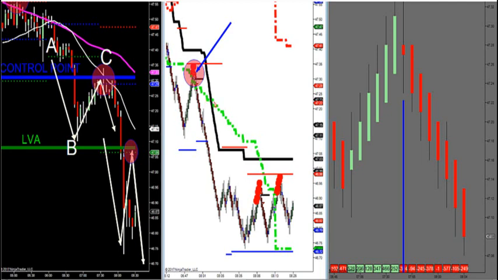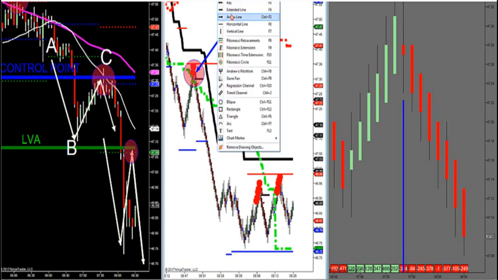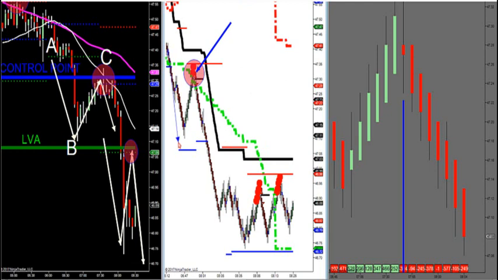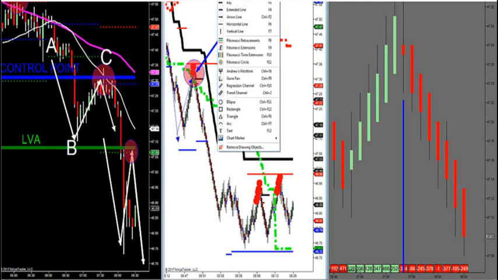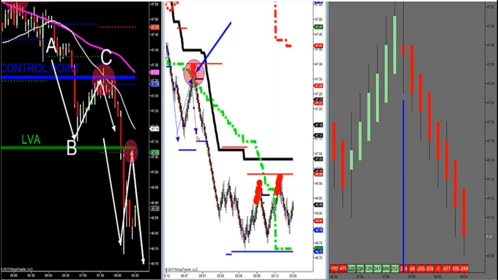Now check this out. Look at my C pattern over here on the black chart. It matched up with my Fibonacci retracement level that you're allowed to trade by itself when it broke through LVA and retested LVA. You have two different strategies coming together at the same price point in time. That's called confluence. You're going to see it happen all the time. And it is a beauty.